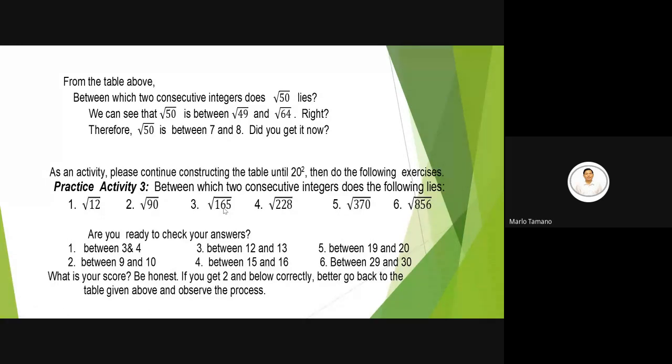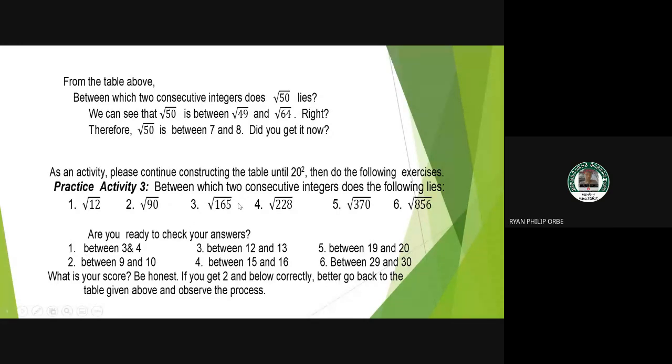Next, number 3, square root of 165. What perfect square number is found between this, the square root of 165? 144. Yes, that is correct. What's next after 144?